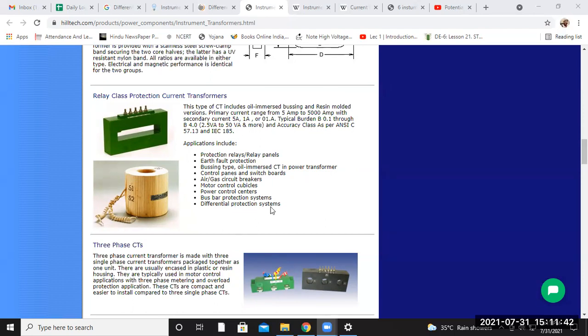Then there is a differential protection system that we already studied in the relaying of the power system, where we can use the differential protection system. So these are some applications related to the relay type of current transformer.